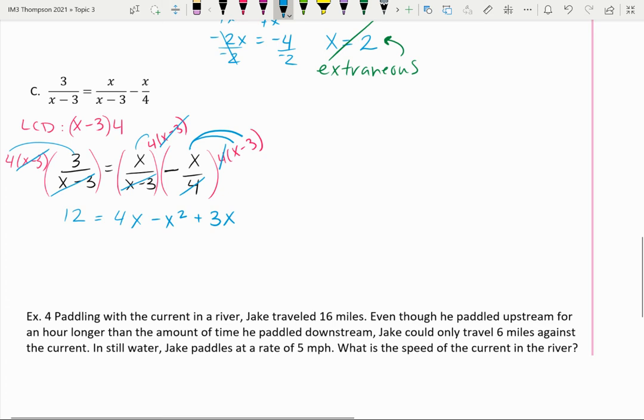So I'm going to give you a hint, and then I'm going to ask that you try to solve from here. I have a negative x squared. I am going to suggest that you combine like terms, move everything over to this side so that you have a quadratic equal to 0, and then solve from there. Try to finish the problem.